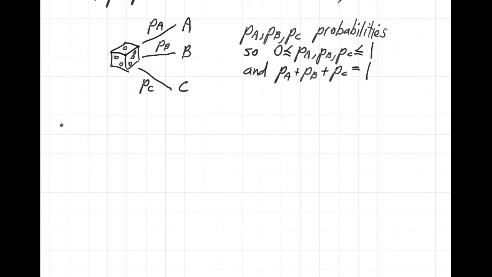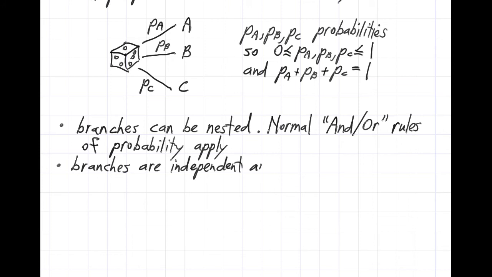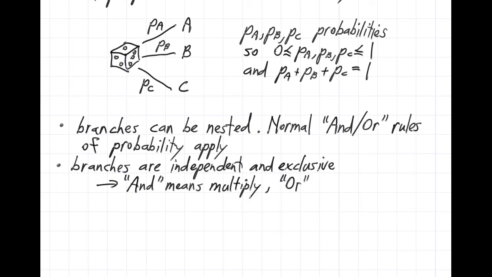We could have a case where the branches are nested, and the normal, let's call them the and or rules of probabilities apply here. In fact, the branches, each of the, let me say, the sub-lotteries are independent, and the choices at each one of those sub-lotteries, each node, are exclusive. So these and or rules are actually quite simple. And means just multiply the probabilities, whereas or means add the probabilities. Let me give you an example how that works, just so you can see for yourself.